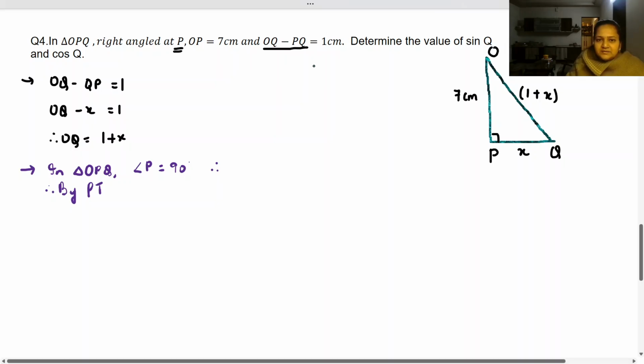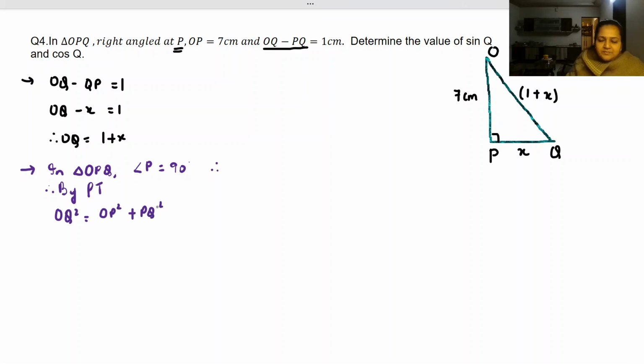We shall get that OQ square is OP square plus PQ square. Hypotenuse square is side 1 square plus side 2 square. How much is OQ? OQ is 1 plus X, the whole square, OP is 7 square, and PQ is X square. Now A plus B the whole square again is going to give me 1 plus 2x plus x square is 49 plus x square.